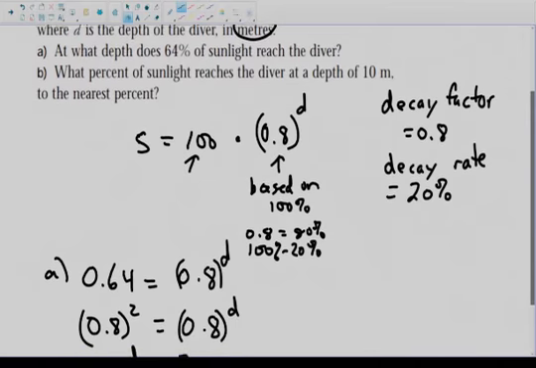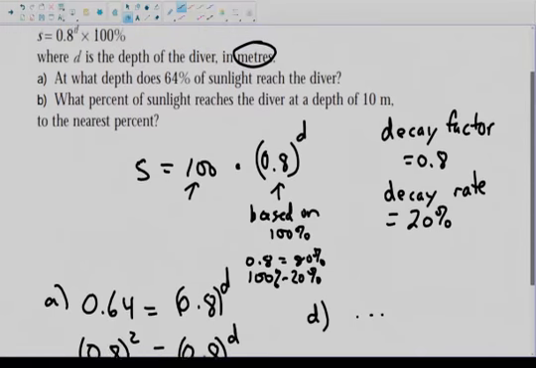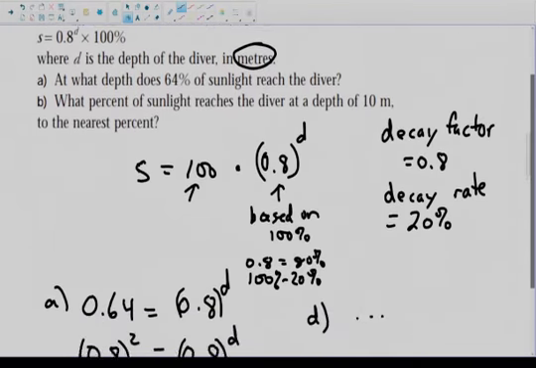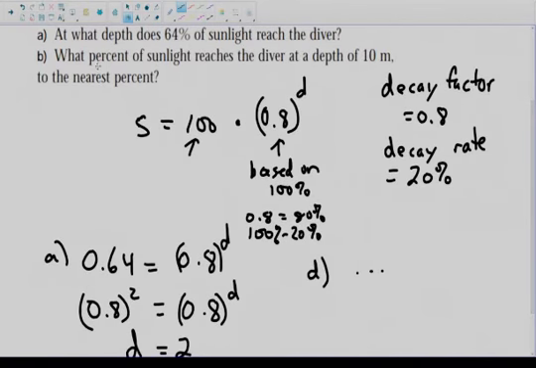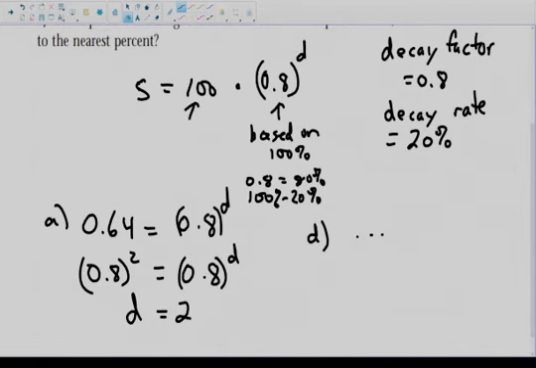What percent of sunlight reaches the diver at a depth of 10 meters to the nearest percent? Folks, I'm going to leave that up to you to maybe look into yourselves. This is out of your textbook. I think it's actually a solved question, if I'm not mistaken. No, it's actually a question out of the textbook. But this is simple. Here's the depth, which is your D value, right? Just sub that in and do the calculations. So I'm going to skip that one and move on to our other examples.